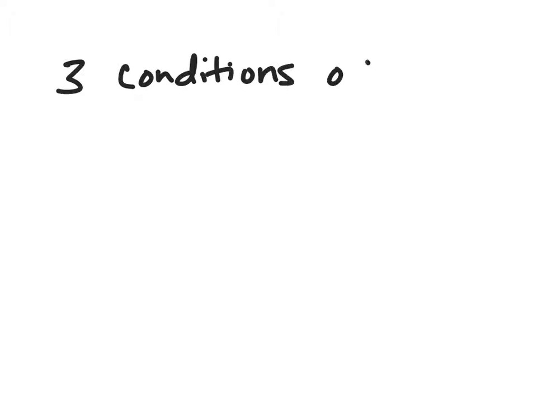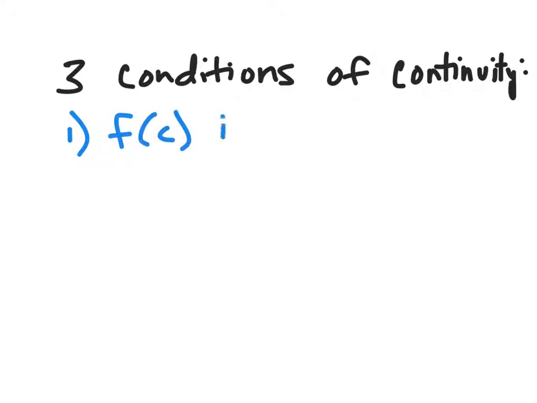Now, when we actually want to discuss the definition of continuity in calculus, the definition is a three-part definition. We call that the three conditions of continuity. And we're going to go through each of these three, and I'll discuss what each one actually means as we go through them. So the first condition of continuity is that f of c is defined.